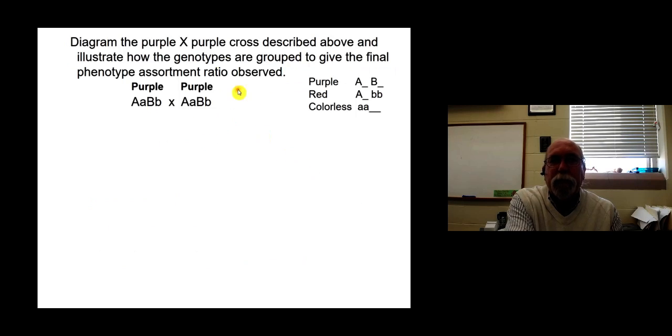All right, so now the second part of the problem says diagram the purple cross. In other words, you've got to figure out what's going on. To give a 9:3:4, we know that they have a dihybrid het times a dihybrid het. It had to be. So that's my A, that's my B. We already know they're purple. We're going to produce a C down here. But what it's asking you is, it wants to see the genotypes that give me the phenotype. So it's asking you to actually do it.